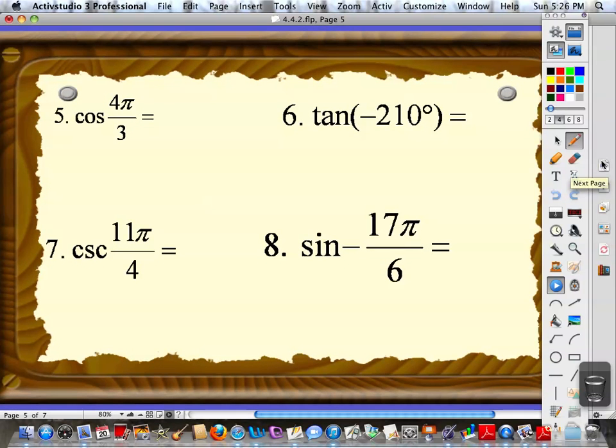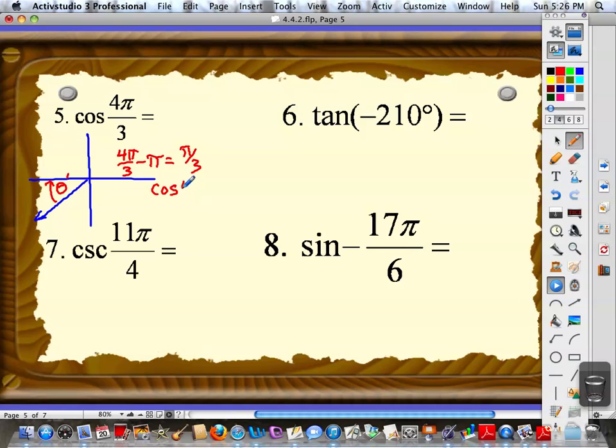So let's look at some examples with some of the angles that we should be familiar with already. Let's look at number 5, cosine of 4 pi over 3. All I'm thinking about is what quadrant does 4 pi over 3 fall in? Well, it's a little bit more than 1, so the angle is going to be down here somewhere. My reference angle, theta prime, is going to be the difference. So I'm going to take 4 pi over 3 and subtract pi. I'm going back up this way. And 4/3 minus 1 is 1/3 pi.